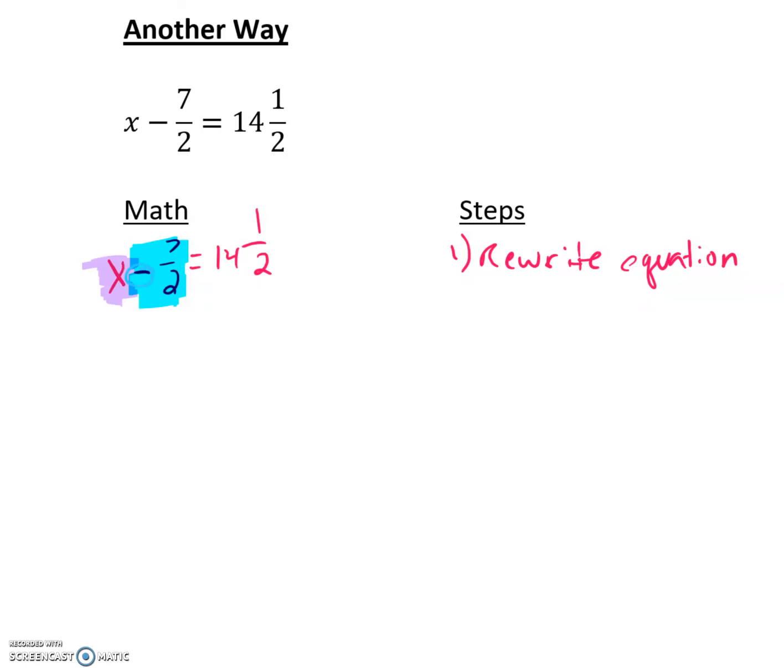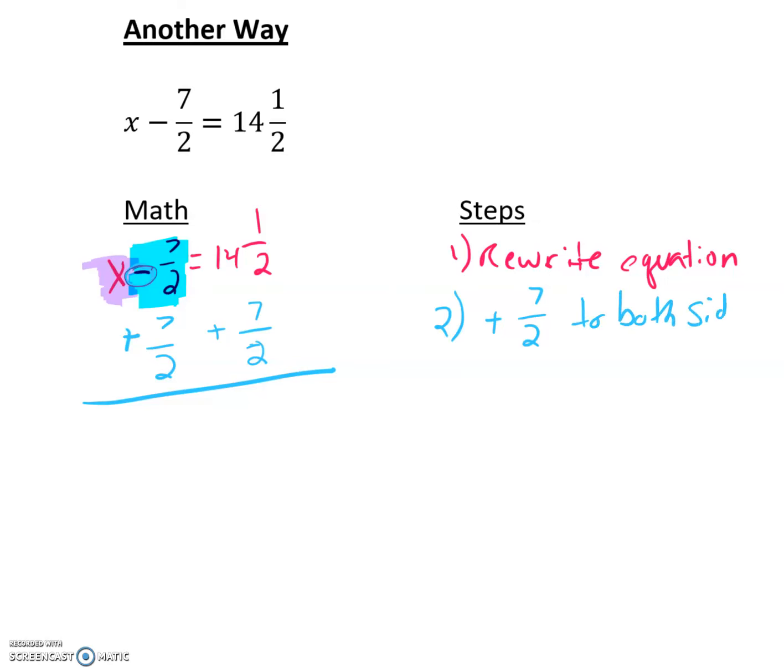When I look at this, I can see that it's attached with subtraction. So this subtraction right here tells me that I need to add. I'm going to use my inverse operations. So I'm going to add 7/2. But what was our first commandment? What you do to one side, you must do to the other side. So I'm also going to do that on this side. Then I'm going to draw my equal line. So what did I do? I add 7/2 to both sides.